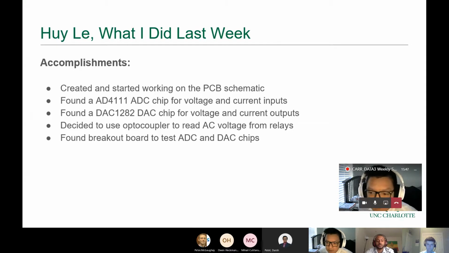We decided to use an optocoupler to read the AC voltage coming in from the digital relay, and that's basically going to provide a DC voltage that'll go into the system. We did find some breakout boards and an evaluation board for the chips, but we still don't really know how to properly go about interfacing the chips and the Raspberry Pi. So we're gonna keep looking into that.